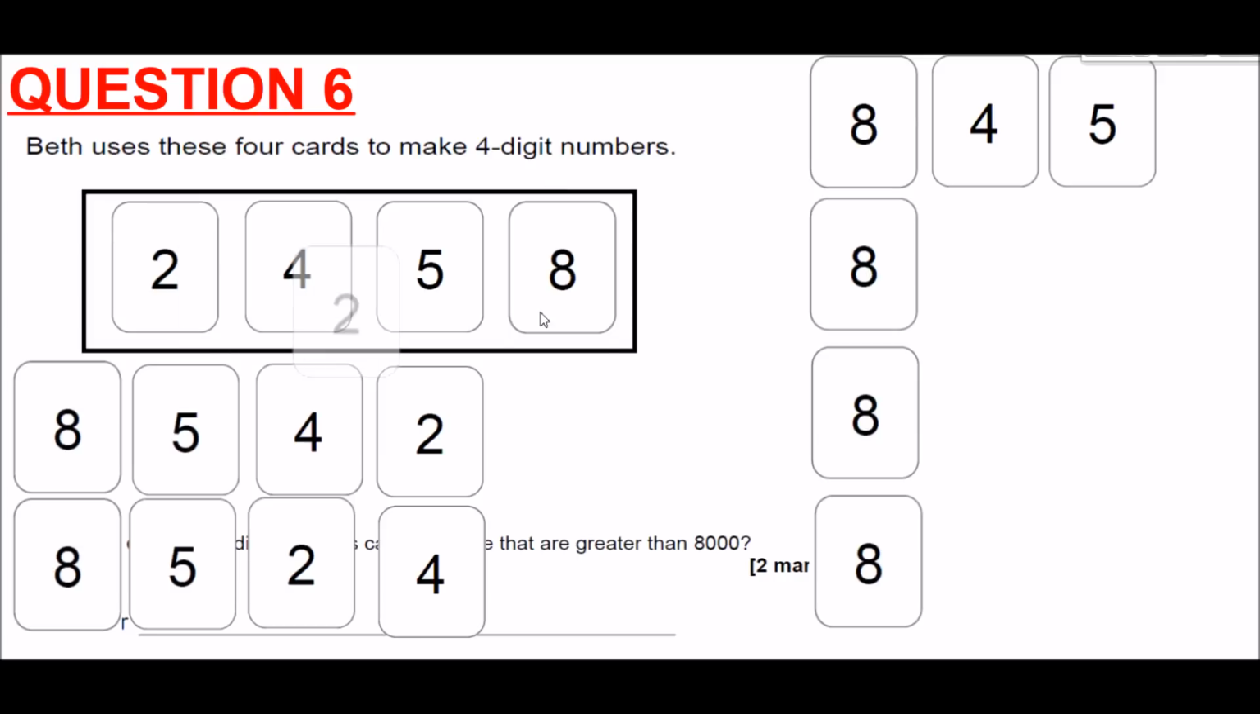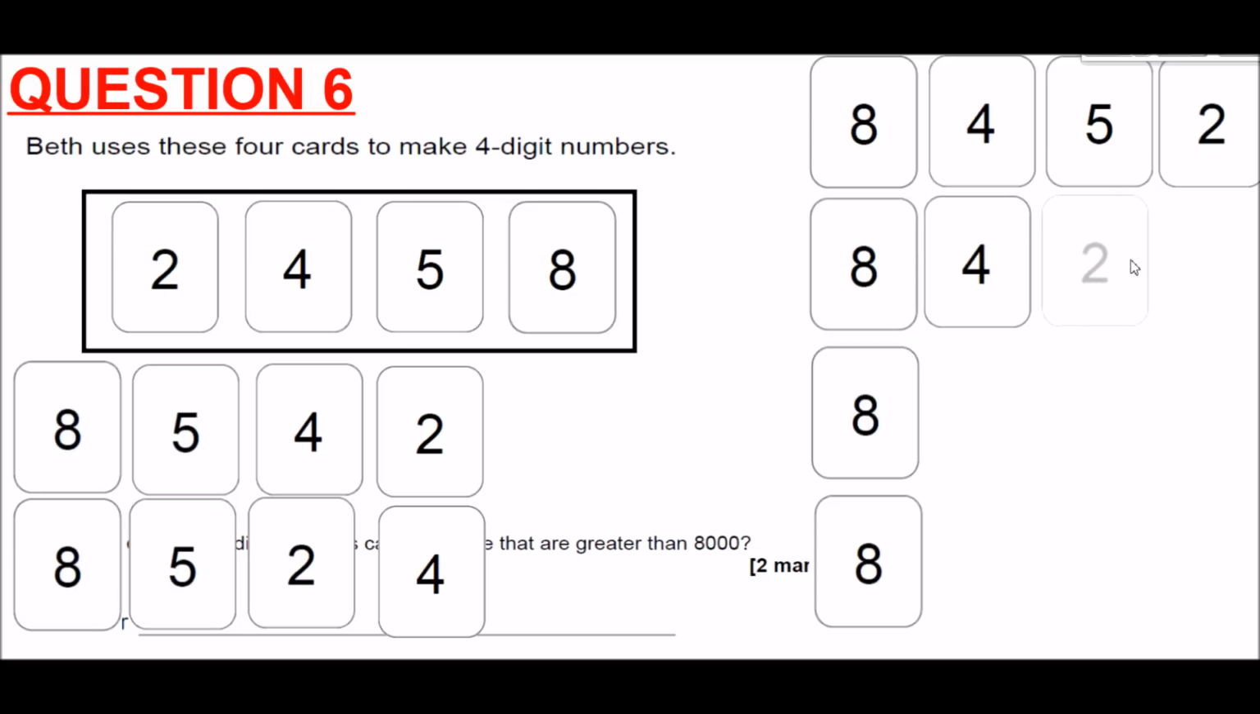Now if we put the 4 first, we could have 8,452. Remember, each number can only be used once, so you can't use the same number more than once. So this one would be 8452. And then in the same way as I did before, we could have 84, and then just switch the order of the last 2 numbers. So instead of 52, we could have 25.